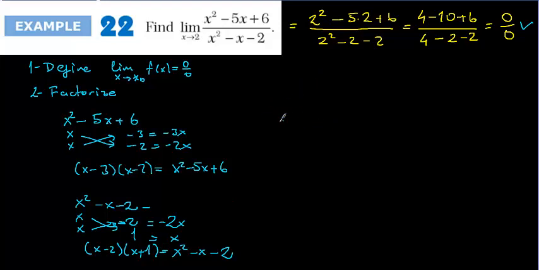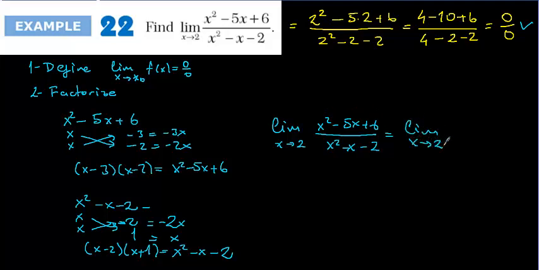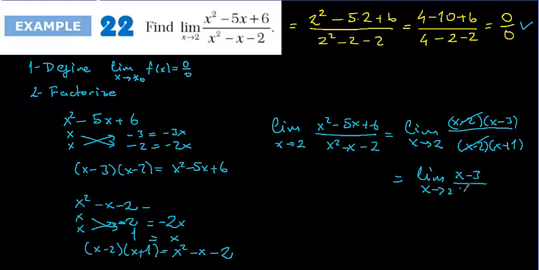If we return to our question, limit x tends to 2, x squared minus 5x plus 6 over x squared minus x minus 2, when you factorize these two, it is limit x tends to 2, x minus 2 times x minus 3 over x minus 2 times x plus 1. When you simplify this, it's equal to limit x tends to 2, x minus 3 over x plus 1.